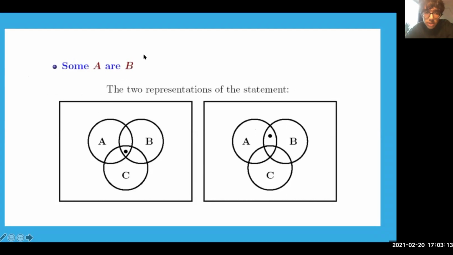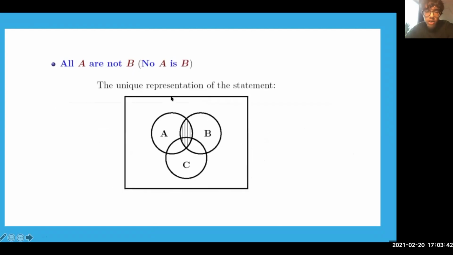Now, the existential statements, some A are B, like I said, have two cases and they have dots inside them because it's an existential statement. So some A are B can be either some A are B and a part of C, or some A are B and they're not a part of C. It hasn't been specified, so you need to write both those cases.